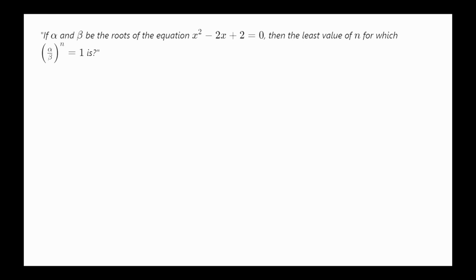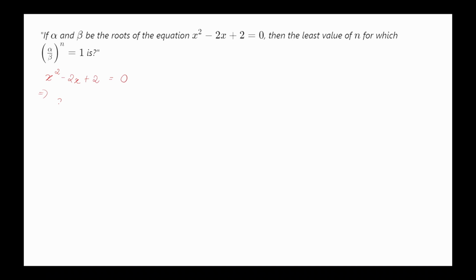Let us look at this question. If alpha and beta are the roots of this equation, then find the least value of n for which (alpha by beta) to the power n is equal to 1. So alpha and beta are the roots of this equation, and if we try to find the discriminant of this quadratic equation, of course it is going to come out to be negative. That means we are going to have imaginary roots. Now of course solving imaginary roots is not difficult for us, right? Because we know our iota function. So let us try to solve this quadratic equation and find out our roots.